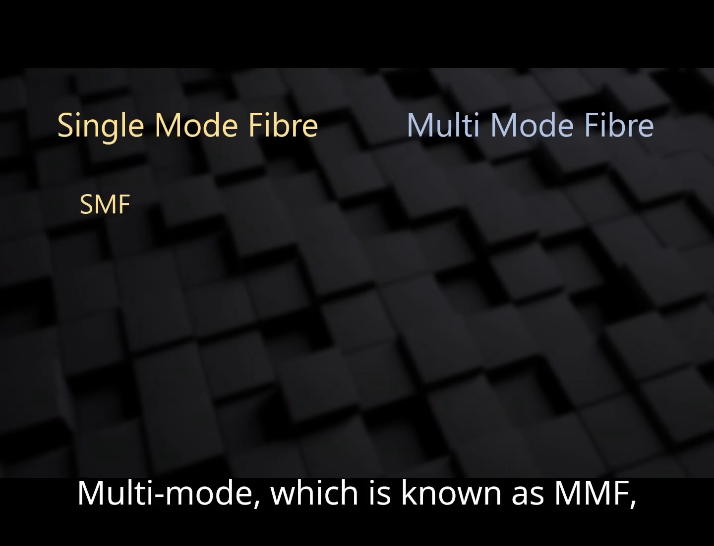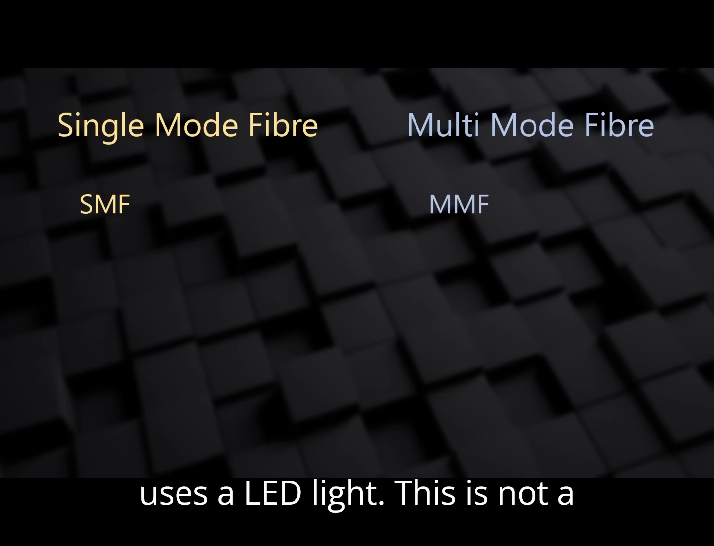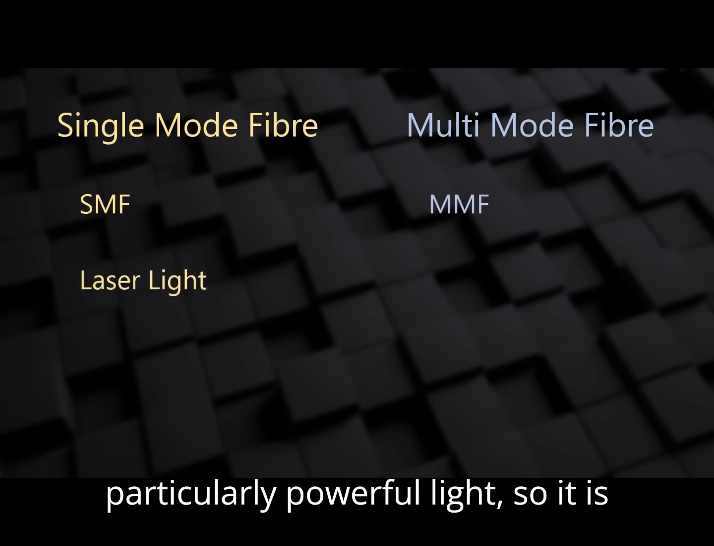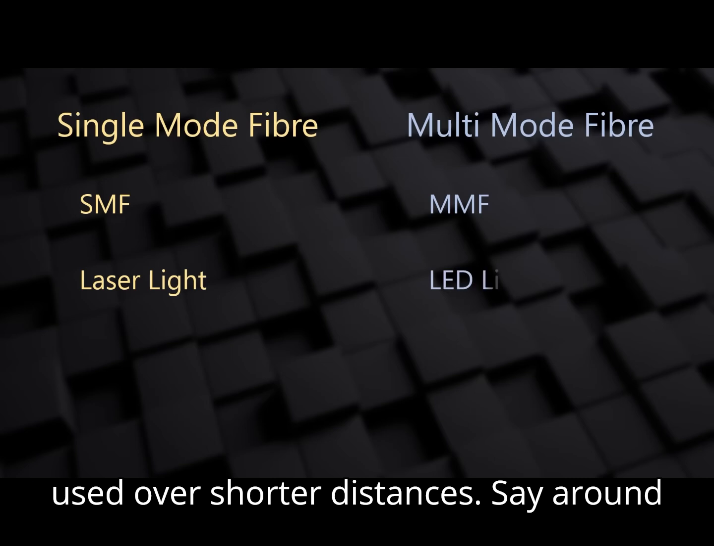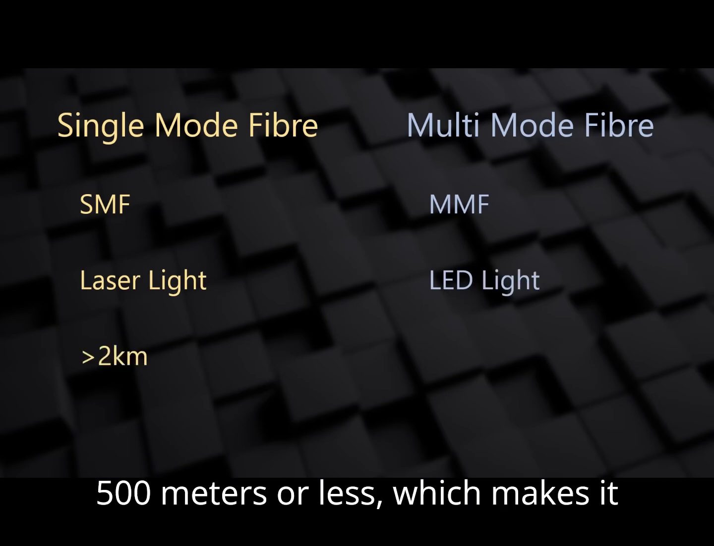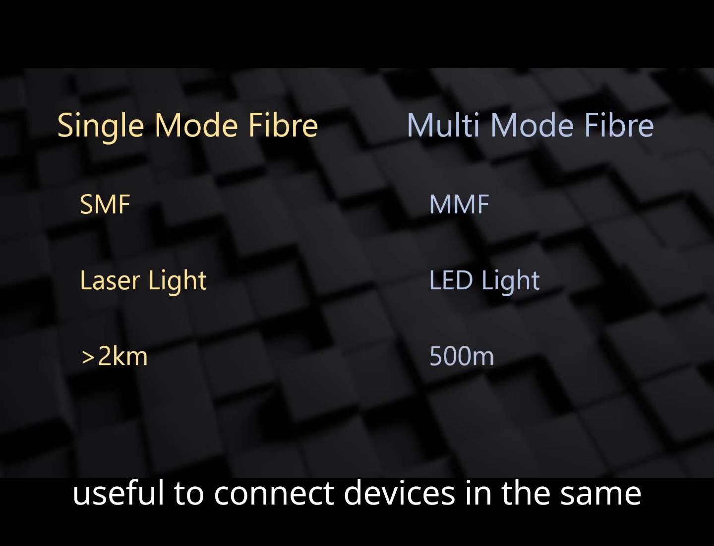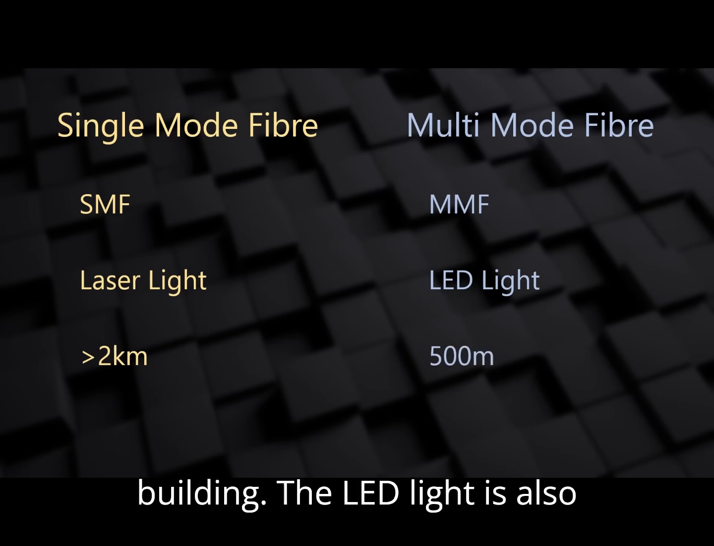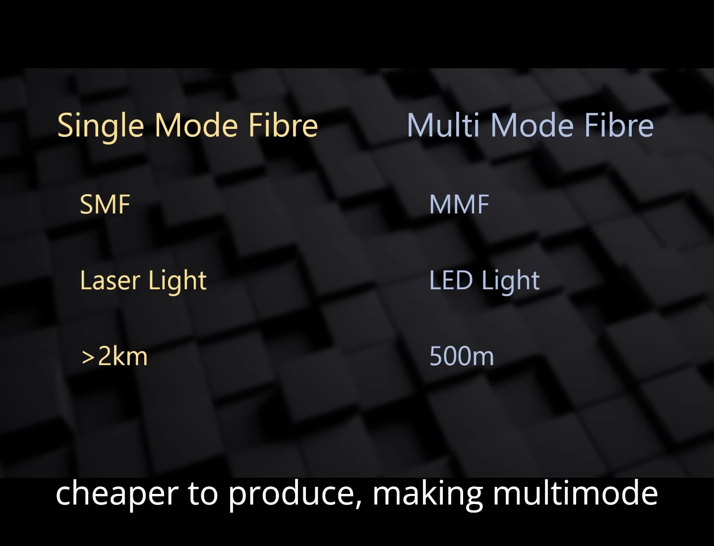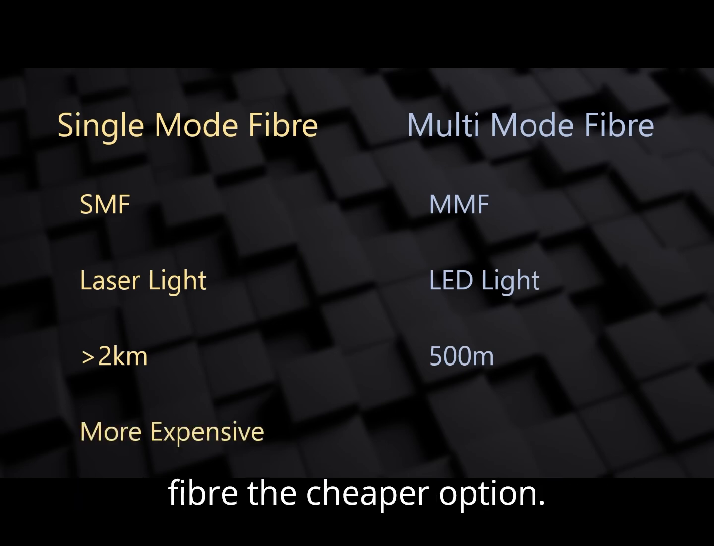Multi-mode, which is known as MMF, uses a LED light. This is not a particularly powerful light, so it is used over shorter distances, say around 500 meters or less, which makes it useful to connect devices in the same building. The LED light is also cheaper to produce, making multi-mode fiber the cheaper option.